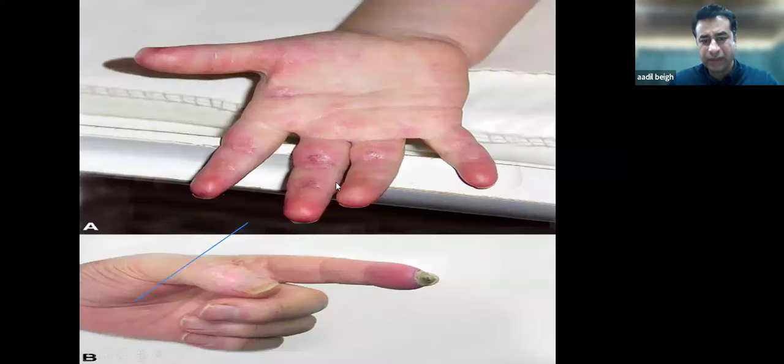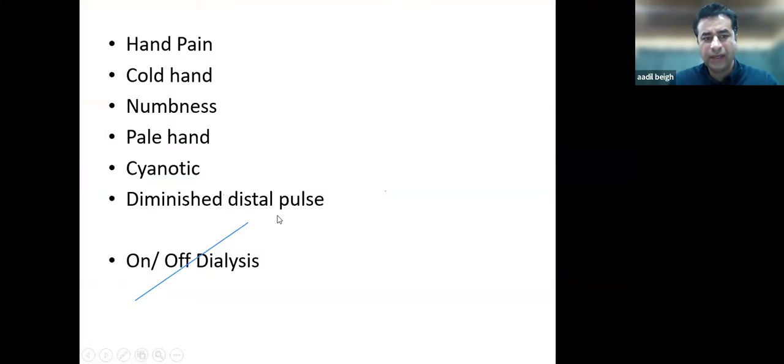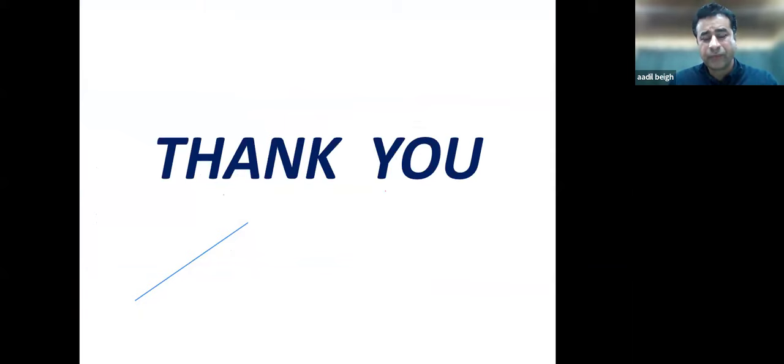In ischemia, you can see necrosis of the hand. You can have a pale hand, numbness, a cold hand, and hand pain on and off dialysis. If it is only on dialysis, the problem is less. If it is on and off dialysis, the problem is more. You should evaluate those things. Thank you.